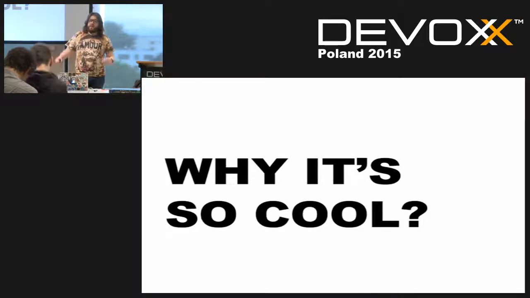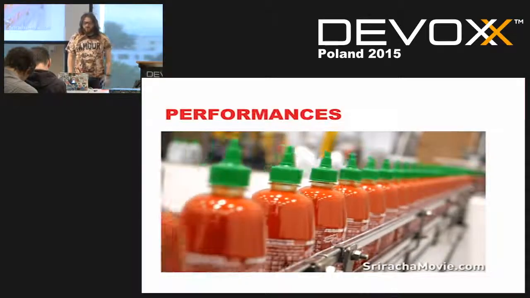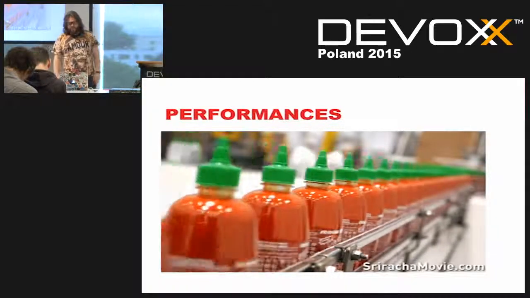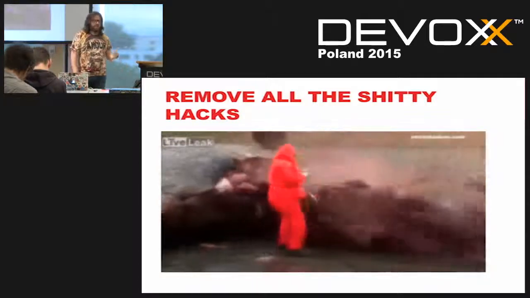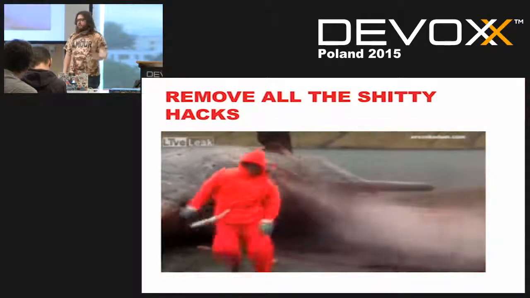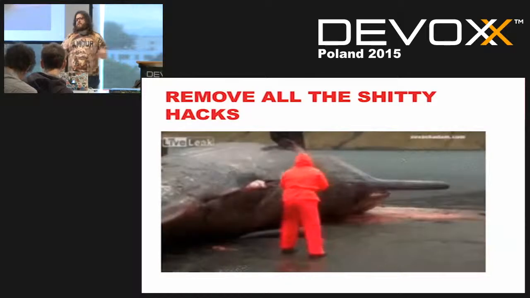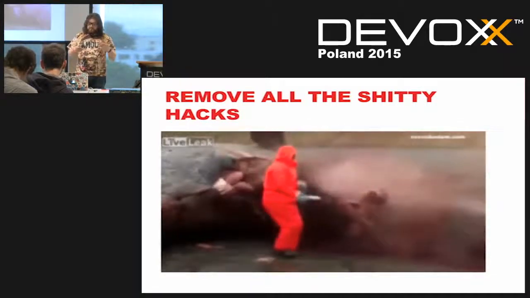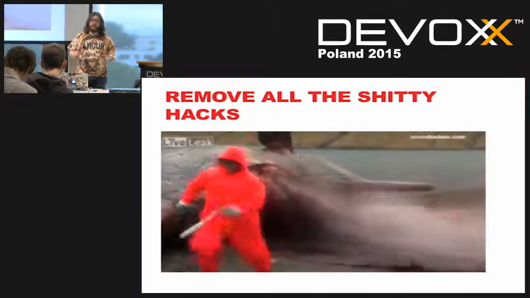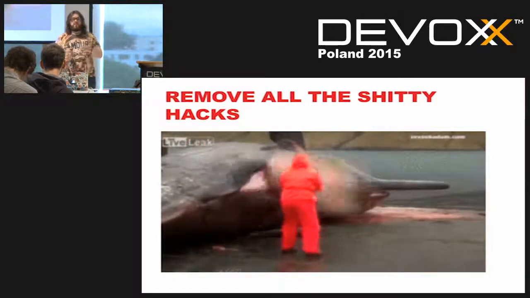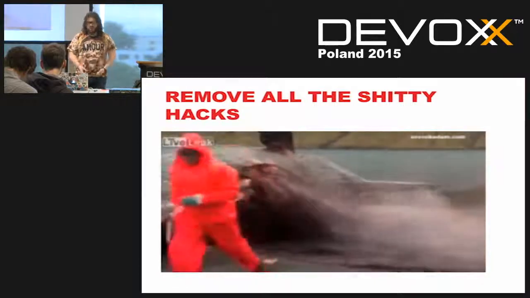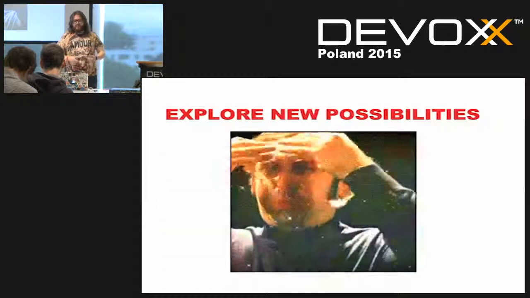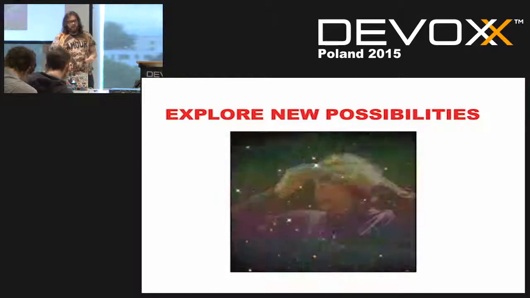So basically, why is HTTP 2 so cool? It's a huge performance boost. It removes all the hacks we do all the time in HTTP 1 to improve performance or features, and it removes the hacks on security too, because it's binary, it's safer. There are a lot of things that are safer in HTTP 2, and this is cool. And it opens new possibilities.